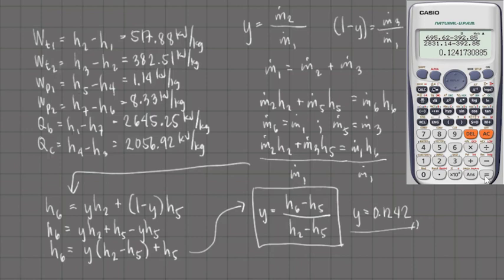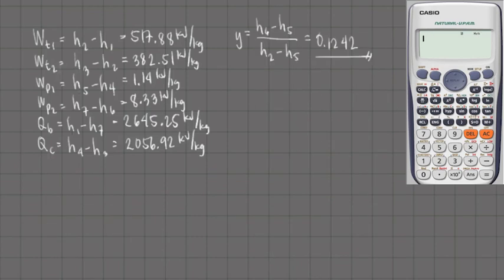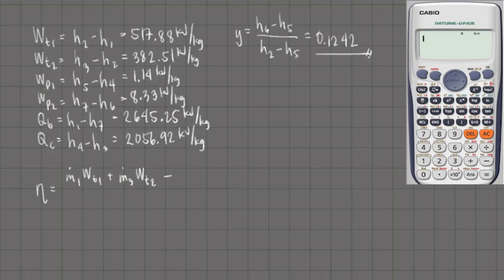Let me first erase the derivation and then we'll proceed. Going back to our equation for efficiency, we write it as mass flow rate 1, WT1, plus mass flow rate 3, WT2. Remember that mass flow rate 3 is the flow of the working fluid into the second stage of the turbine, minus mass flow rate 3, WP1, minus mass flow rate 1, WP2.